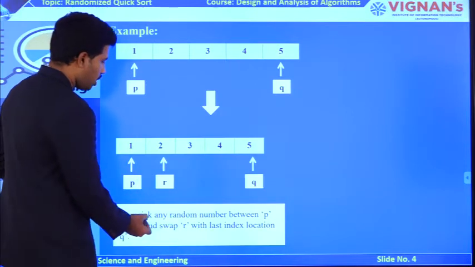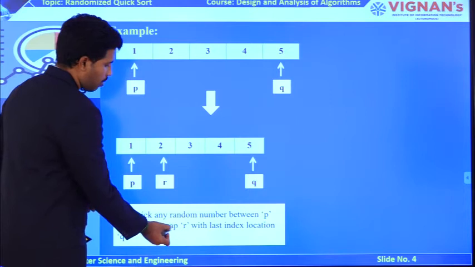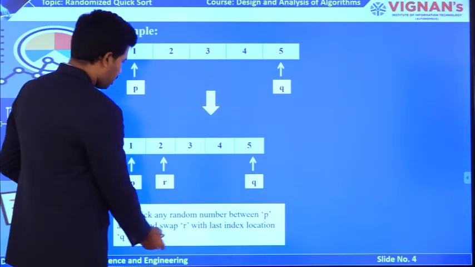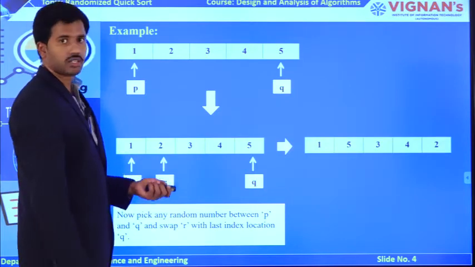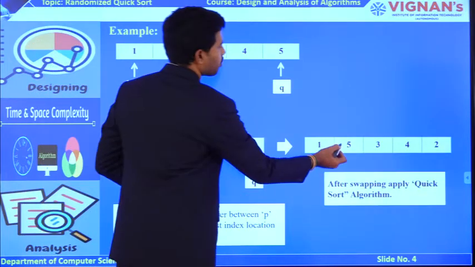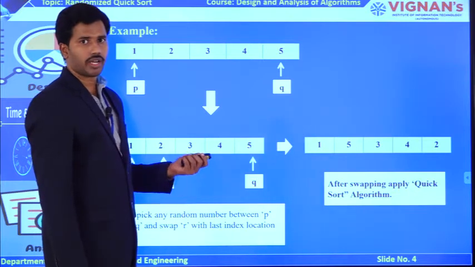Yes. So initially you are selecting a random variable between p and q. So I am going to swap r with the last index, which is nothing but q. So ultimately my array is going to be converted like this. Now this is going to be the input to my quicksort, so that I can get the time complexity as n log n.